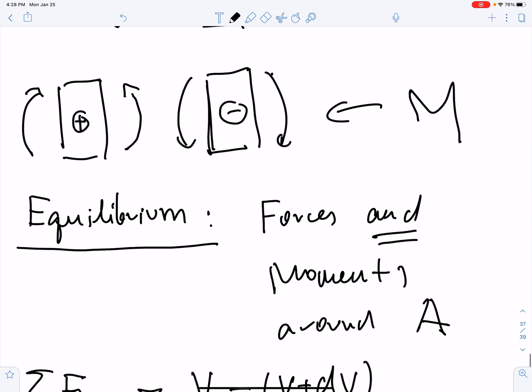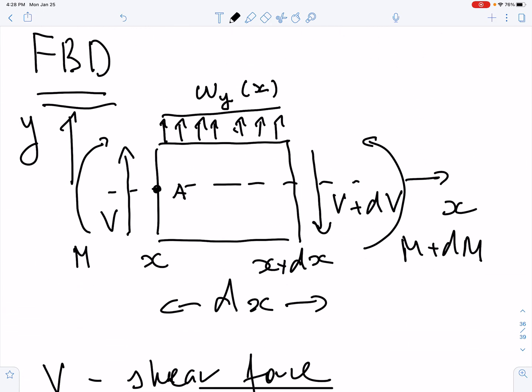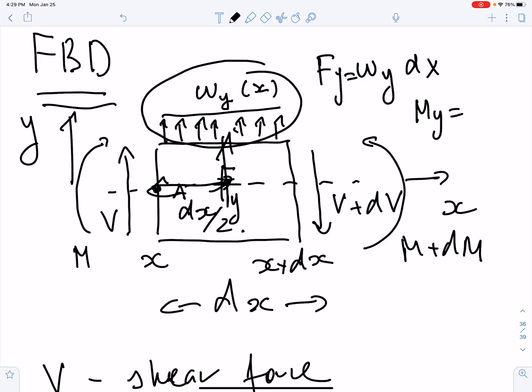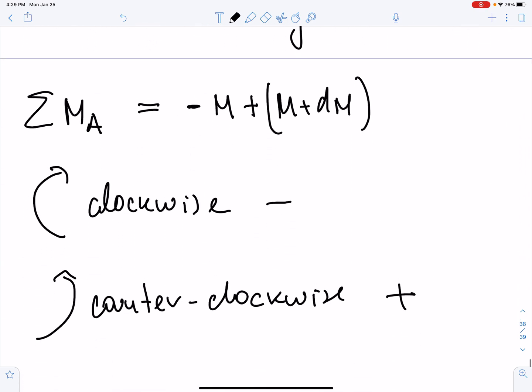And then, if you look closely at the figure, you also see the action of Wy, which will create a moment around A. So what will that moment be? Think about Wy creating an effective force, let's call it Fy. Fy would just be the product of Wy times dx. That force will create a moment. Because this is an infinitesimal piece, we assume Wy is constant, and in that case the effective moment arm will be dx over 2. So the corresponding moment would be Fy times dx over 2. And that's exactly what we're going to add here.